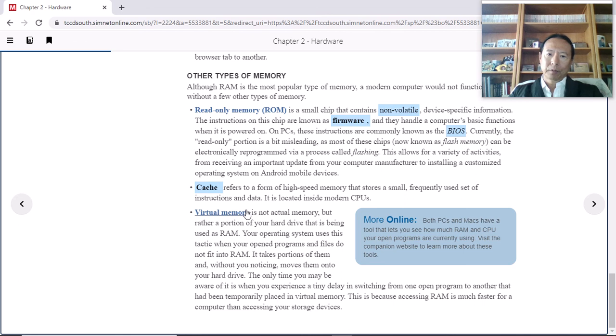Virtual memory. This term has many different meanings. You need to be careful when you are using virtual memory, because if people are using it in a different way, then you cannot have good communication. Virtual memory in one way is called shared. That's called virtual memory.